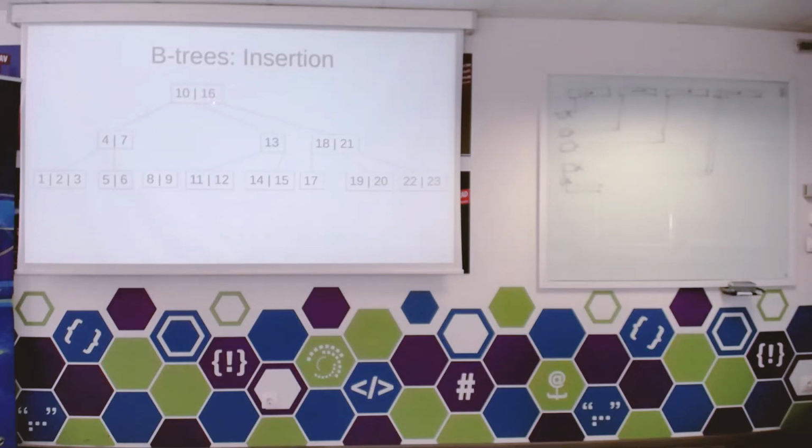Everything that's inside this subtree is between 10 and 16 in terms of values. Everything that's to the right of here is greater than 16. Everything that's to the left of 10 is less than 10. Everything that's on this side is less than 13 and greater than 10.